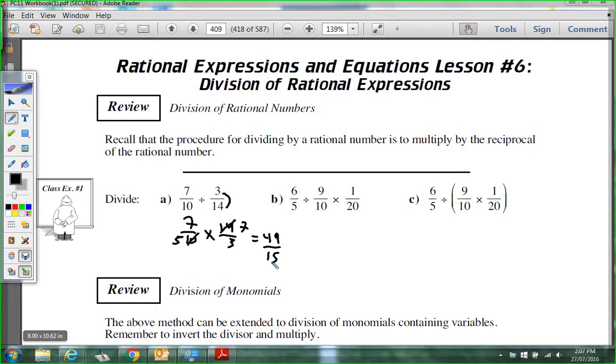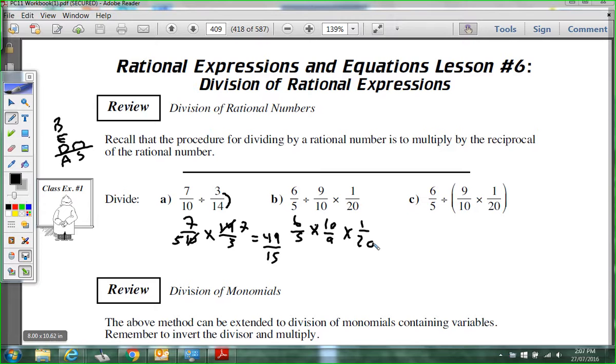So here we have order of operations. We're still going to go left to right. Remember, in terms of BEDMAS, it's really written like this, because division and multiplication are on the same level. So you do it left to right. We are going to do this division first. So we're going to go 6 over 5 times 10 over 9, and then you can write the times 1 over 20. Whoops, not 12, 20. And then for this one, you can just take it step by step here.